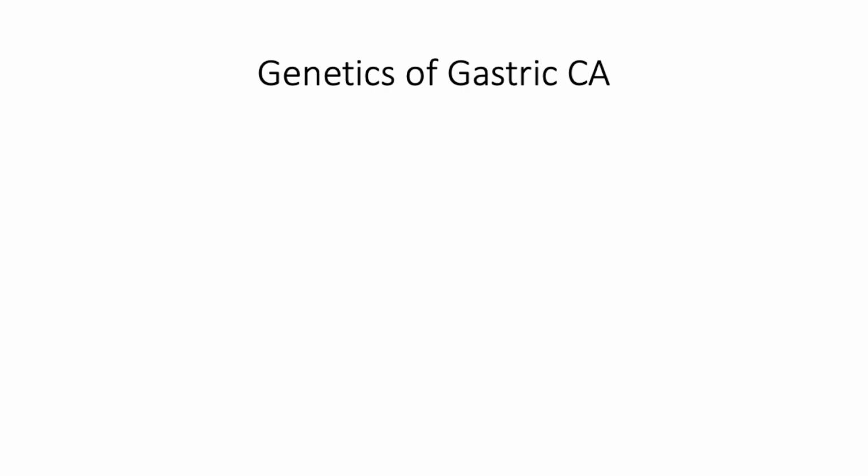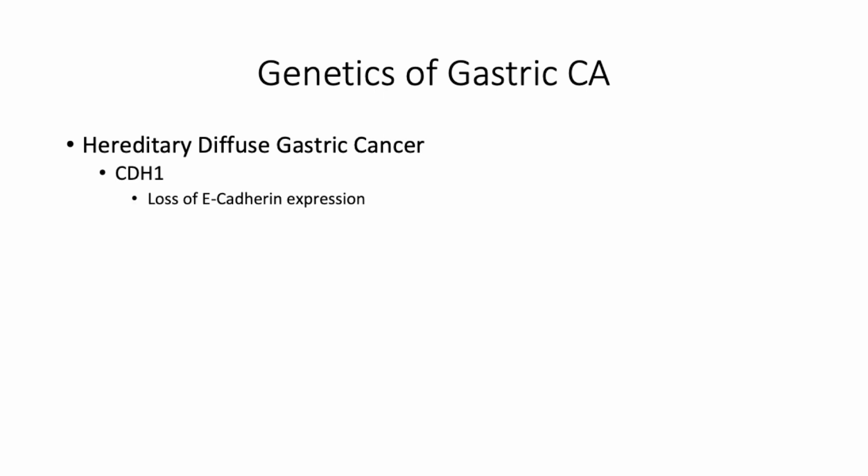So just a few things on the genetics of gastric cancer and some of the predisposing syndromes that we need to be aware of. The biggest one we need to know is hereditary diffuse gastric cancer. This is generally caused by CDH1 mutation. At least more than half of these are caused by CDH1 mutation. That's the one that's going to be on the test. So CDH1 mutation, this is a truncating mutation.